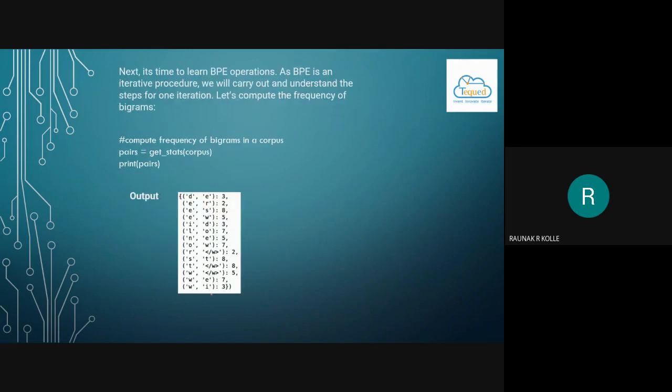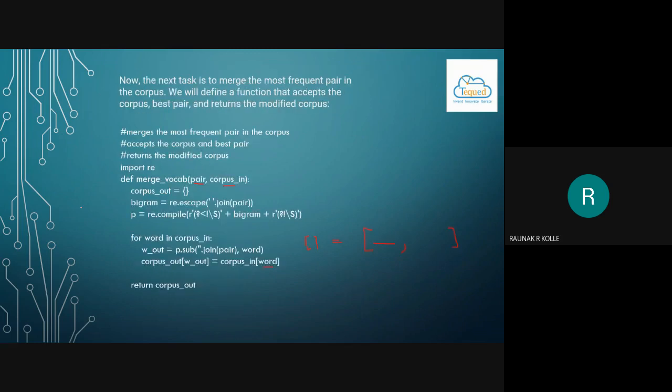Next, it's time to learn byte pair encoding operations. As byte pair encoding is an iterative procedure, we will carry out and understand the steps for one iteration. Let's compute the frequency of the bigram. We run the function getStats for the corpus and print the pairs. getStats was the function we previously declared.